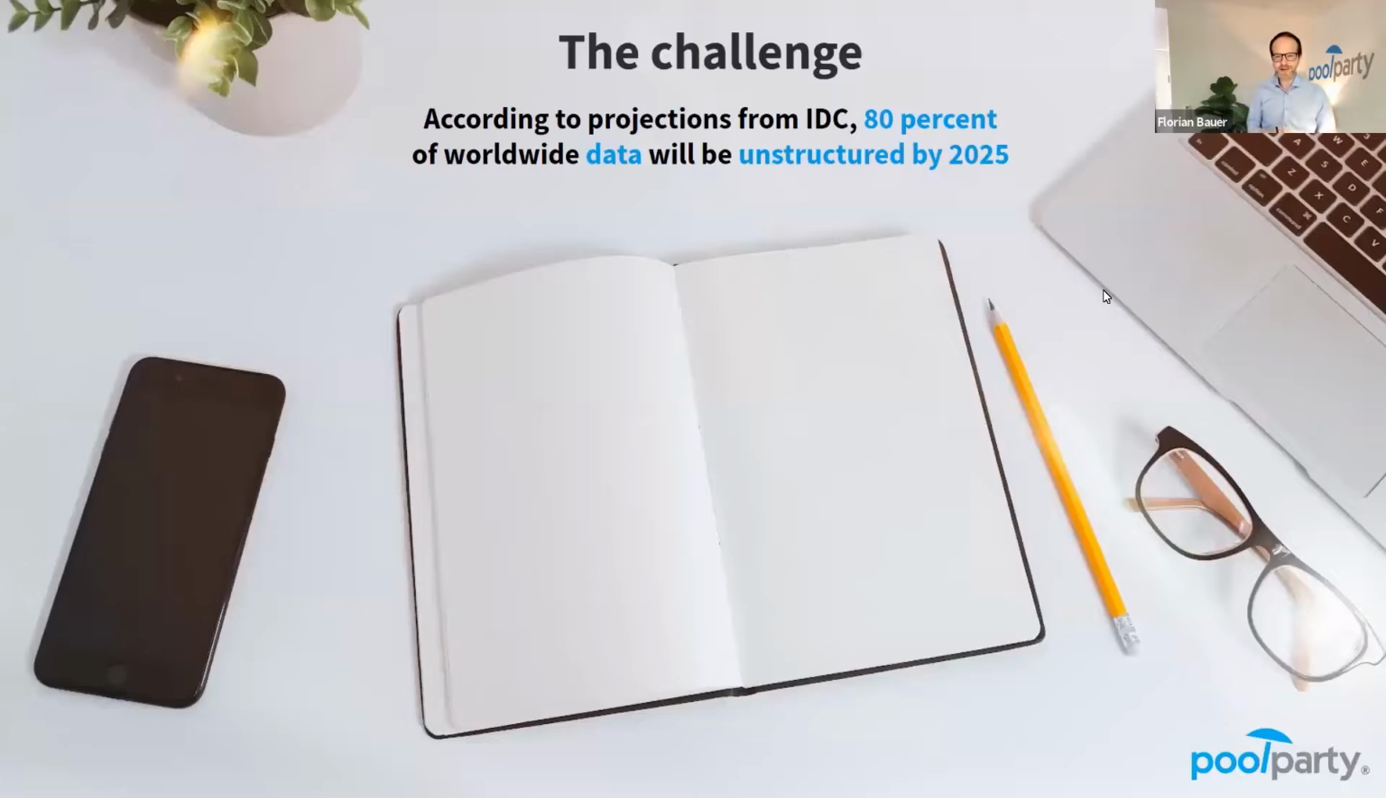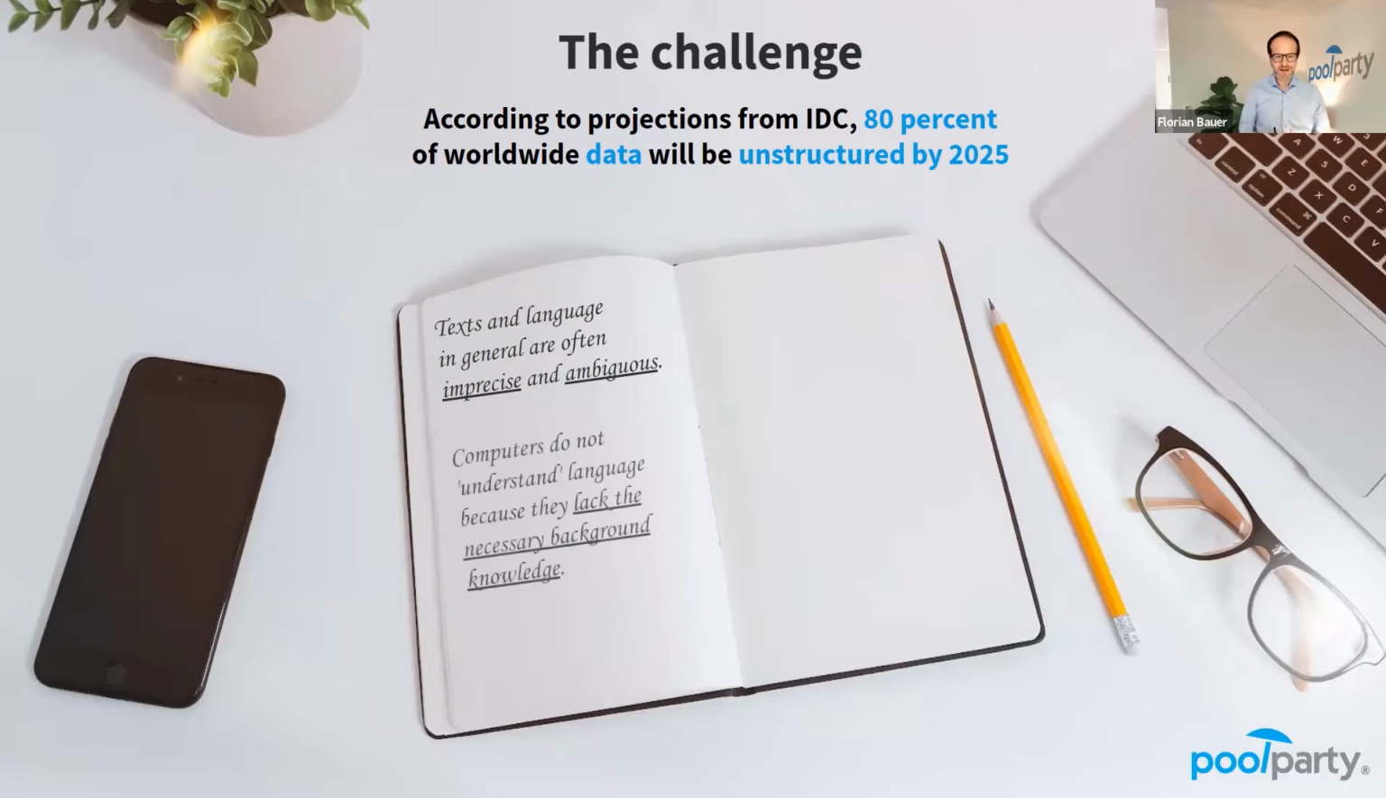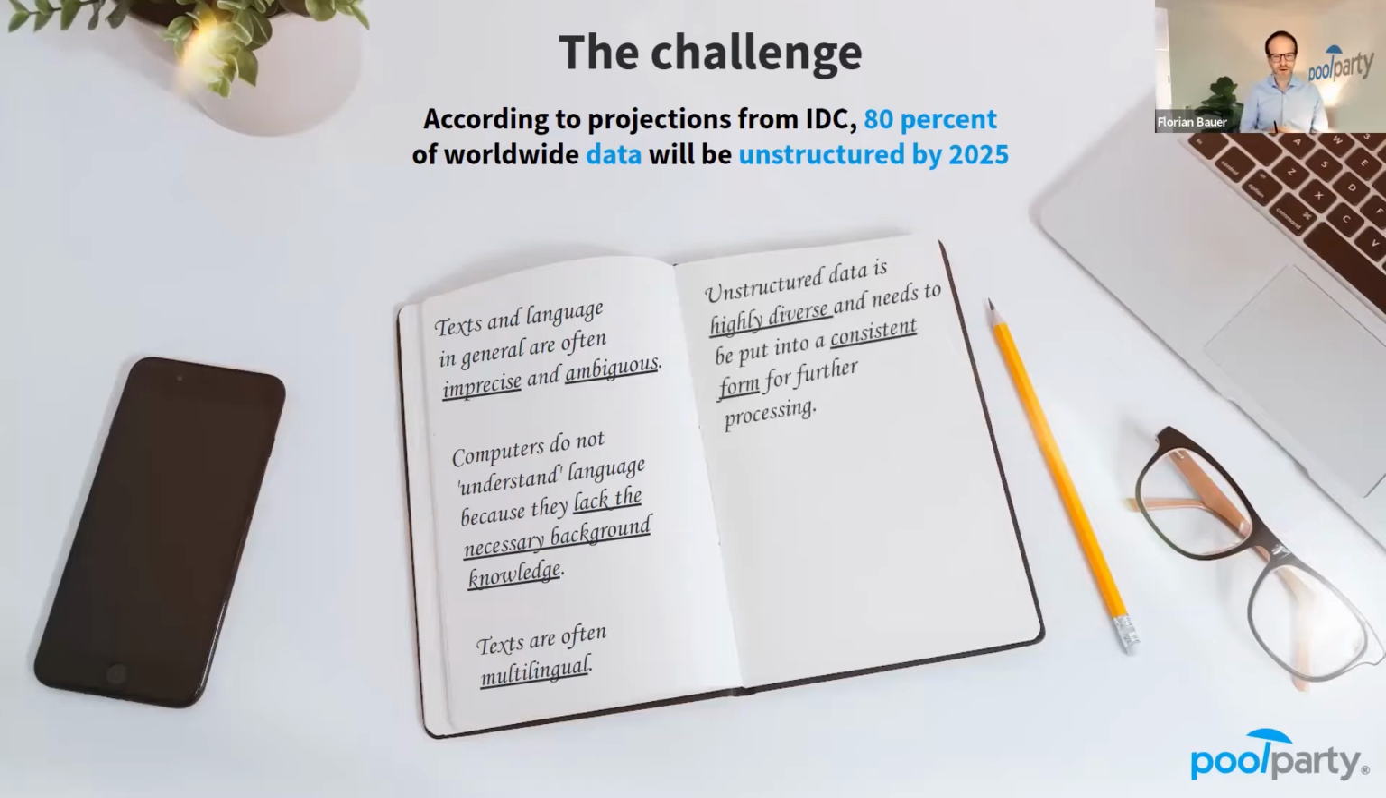According to projections from IDC, 80% of worldwide data will be unstructured by 2025. And that's a massive challenge that we all know about and we want to solve. Why is it a challenge? Because text and language very often is imprecise or ambiguous, especially for machines. Computers do not understand the language because they don't have the necessary background knowledge, and that's why we need to bring that knowledge to computers to be able to process it. Texts are often written multilingual, that's great, but similarly a challenge for automatic processing and understanding the content.